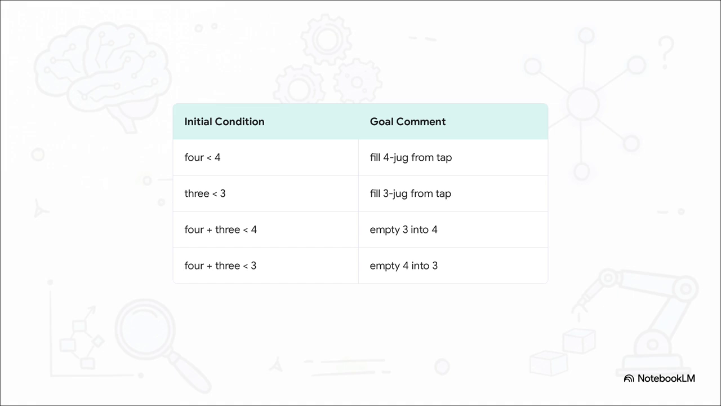Rule 1. If the 4-gallon jug has less than 4 gallons, then fill it from the tap. Rule 5. If the total water in both jugs is less than 4, then empty the 3-gallon jug into the 4-gallon jug. By systematically applying these operators, changing the state of the jugs step by step, the AI literally forces its way mathematically from an empty start right to that target goal of 2 gallons.